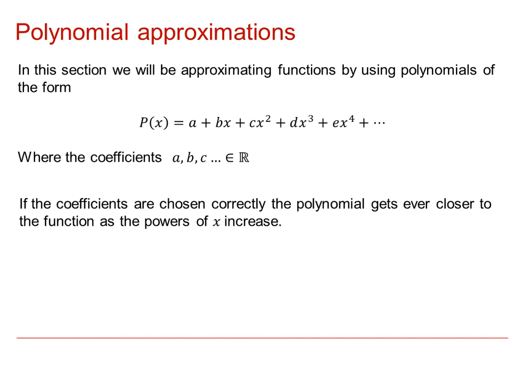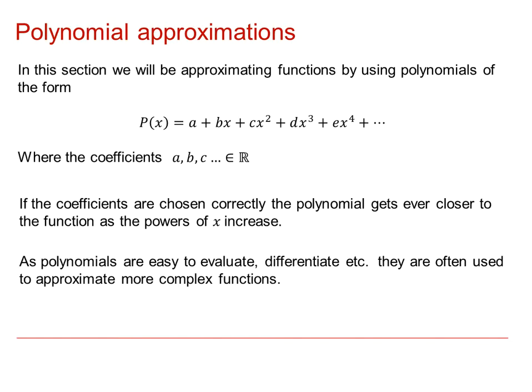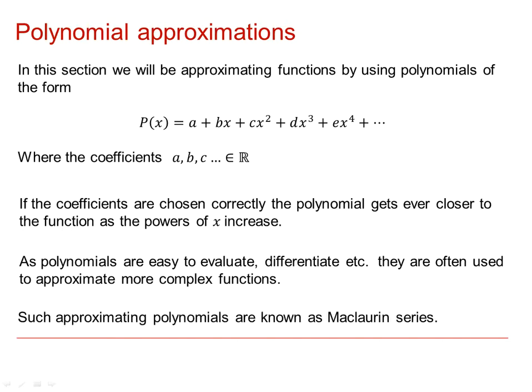The reason for doing this is that polynomials are easier in general to manipulate than some complex functions. So it gives us an easy way of being able to evaluate complex functions or to, for example, differentiate, etc. These polynomial approximations are known as Maclaurin series. So we're going to look at a Maclaurin series for one particular function now.